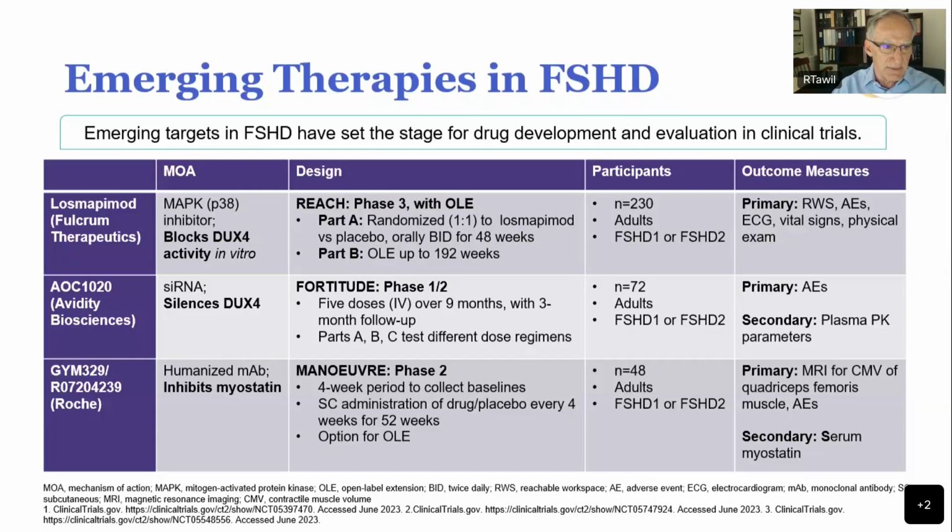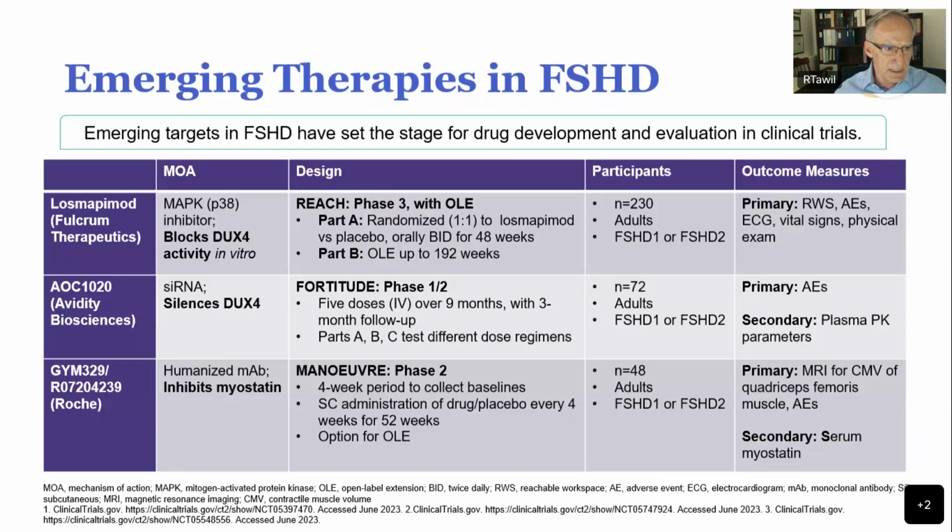Avidity Biosciences is coming with siRNA, silencing DUX4. The study is called Fortitude, and it's in a phase 1/2 right now, with 5 doses given intravenously over 9 months with 3-month follow-up. Parts A, B, and C test different doses of the regimen, and eventually, if this proves to be effective, they're going to move on to a phase 3 study. There is already some evidence in other studies that Avidity has used similar interventions, and it seems to have worked in some of the other neuromuscular diseases.